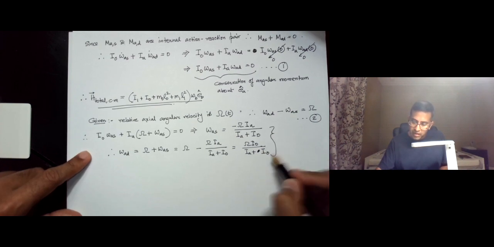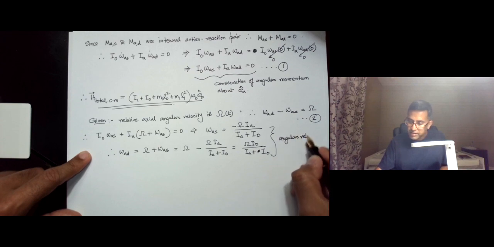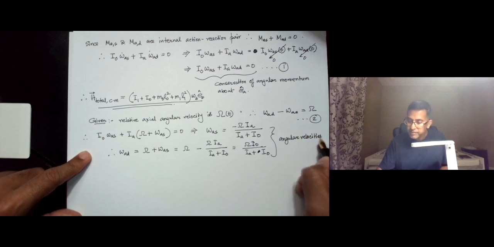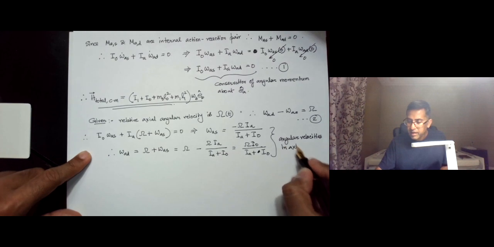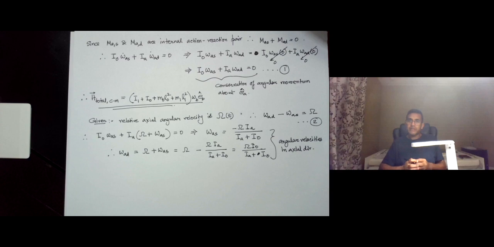So these are the angular velocities in the axial direction. Again, the conservation of angular momentum and the basic equation of relative angular velocities were used to find the individual angular velocities of the sphere and the disk at any given instant. So this is what I wanted to go over in this problem.